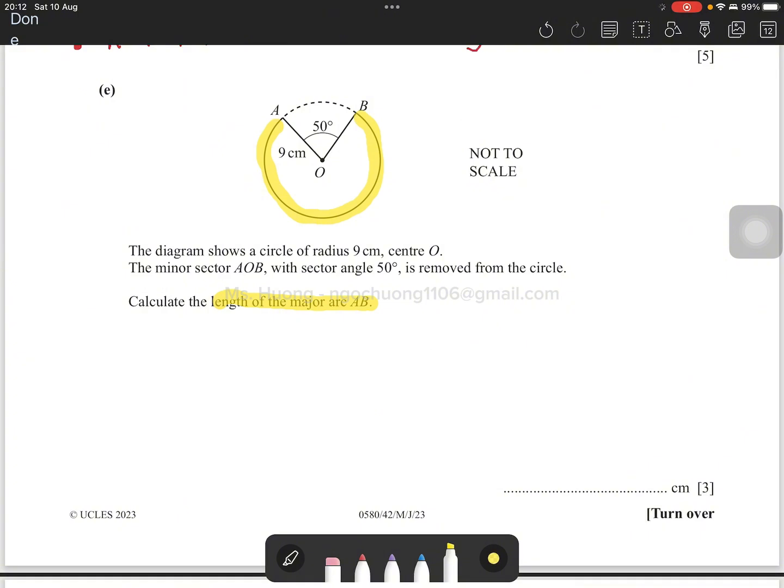First of all, we know that the sum of the angles around the center is 360 degrees. So we can find the value of this red angle by subtracting 50 from 360, and that is 310 degrees.